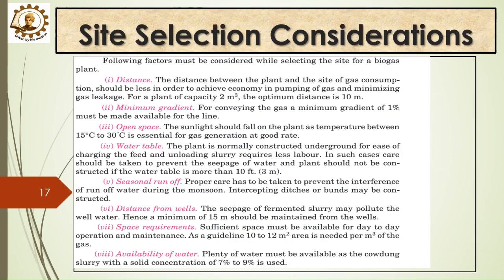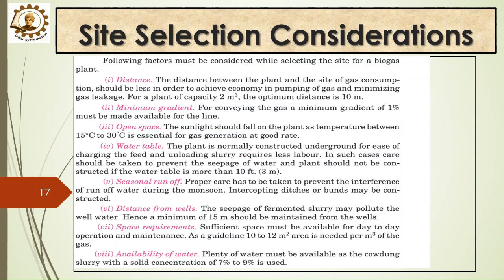Now, coming to a very important question, site selection considerations: where and how we will install a biogas plant and what are the necessities. First point is distance. The distance between the plant and the site of gas consumption should be small in order to achieve economy in pumping of the gas and minimize gas leakage. Second point is minimum gradient. For conveying the gas, a minimum gradient of 1% should be available for the gas line. Number three is the presence of open space. Sunlight should fall on the plant, as a temperature range of 15 to 30 degrees Celsius is essential for gas generation at a good rate.